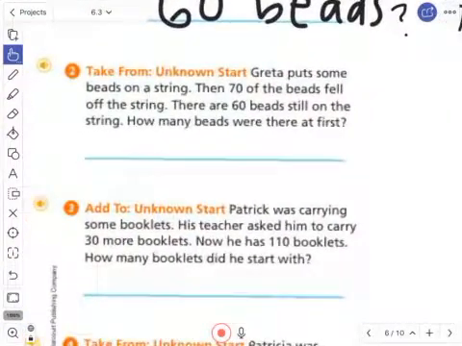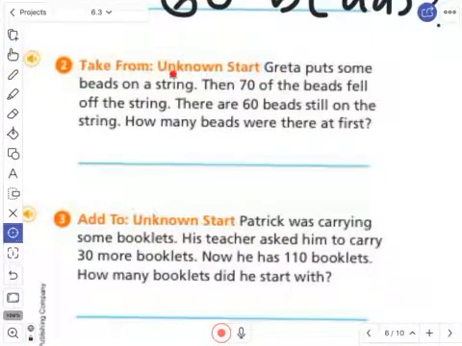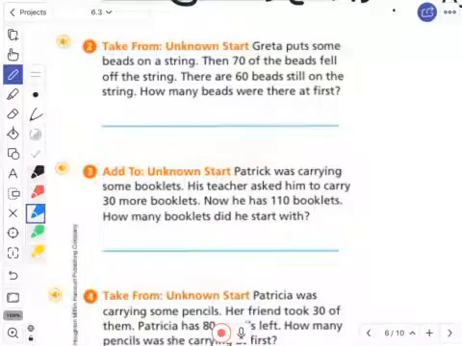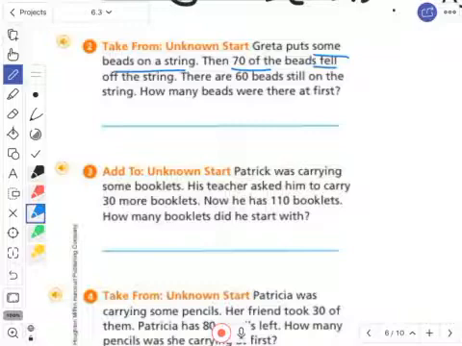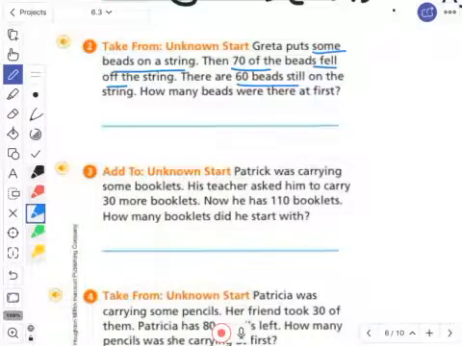Now I'm going to read problems 2, 3, and 4. After I'm done reading them, you're going to go solve them yourself. Take from unknown start. Greta put some beads on a string. Then 70 of the beads fell off the string. There are 60 beads still on the string. How many beads were there at first? Ooh, okay, so I don't know. So it's like I almost have two parts. If I was going to be doing some underlining, I definitely would have underlined: she put some beads on a string, 70 fell off, 60 beads still on. Just good things to think about.